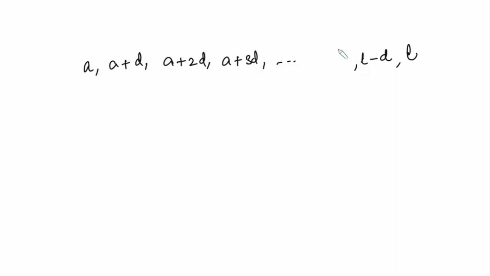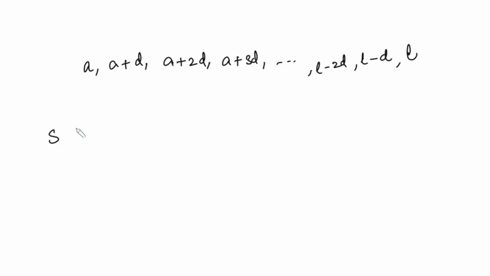Let's consider the AP as a, a plus d, a plus 2d, a plus 3d, and so on, and the last term as l. So the second last term will be d less than that, so l minus d. The third last term will be d less than that, so l minus 2d, and so on, right?